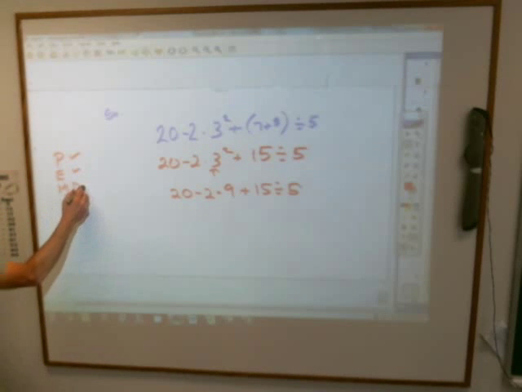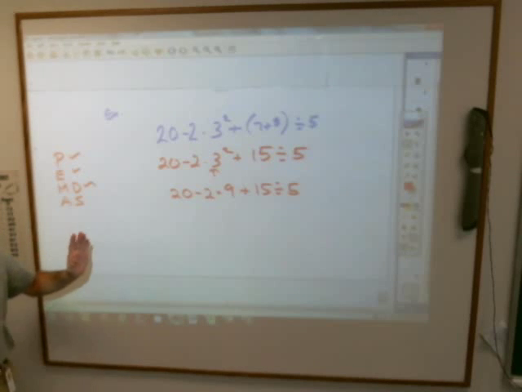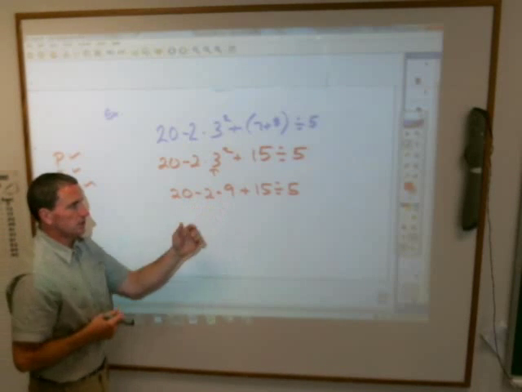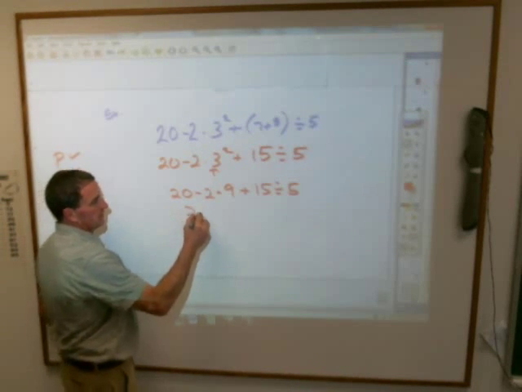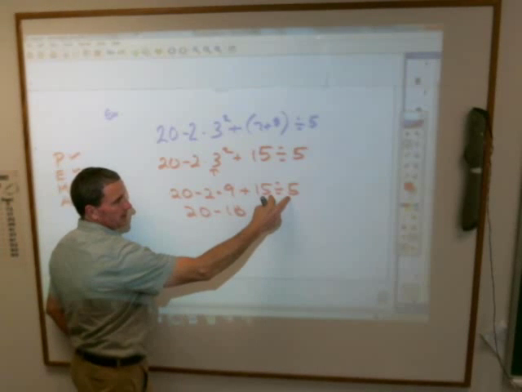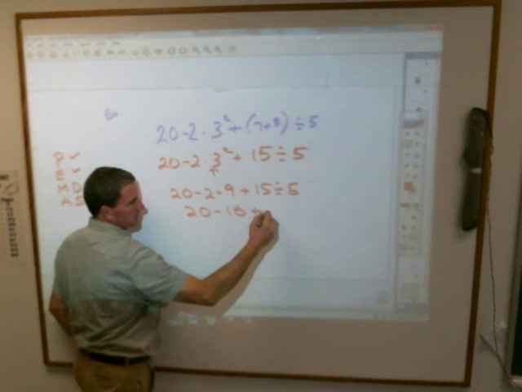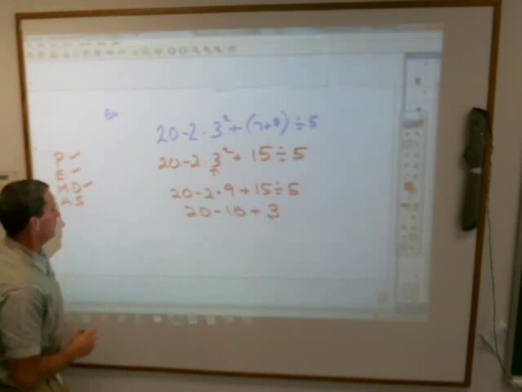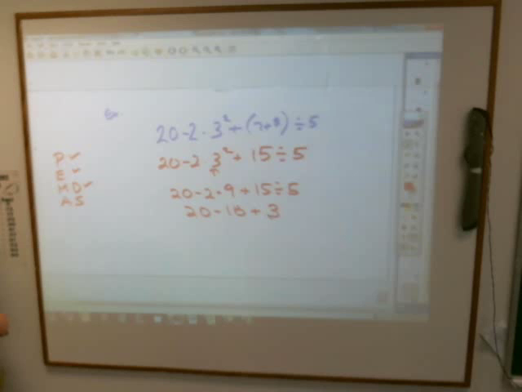Then you must do multiplication and division. Multiplication and division fall on the same level. You don't do one over the other, but you do them from left to right. So the first thing I come to is this one, which is 2 times 9. So it ends up being 20 minus 18. Next one I come to is 15 divided by 5, which is 3. There's my multiplication division. Okay.